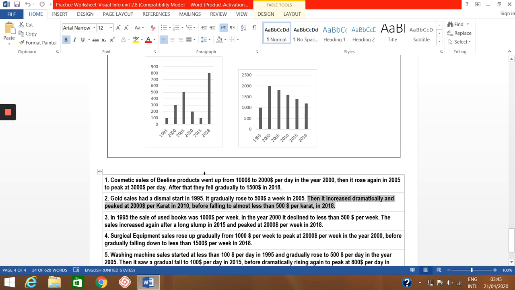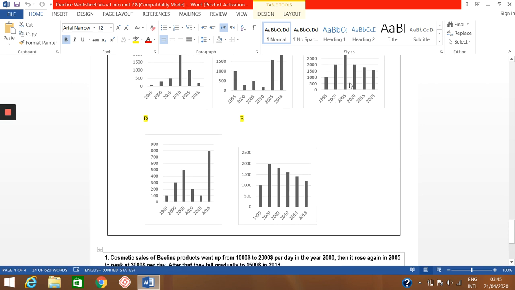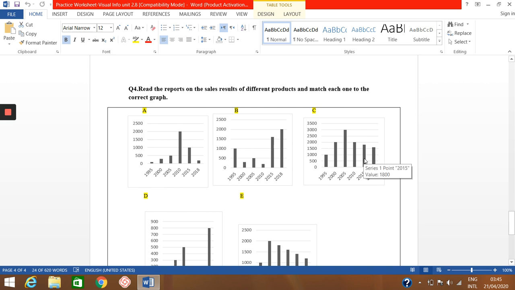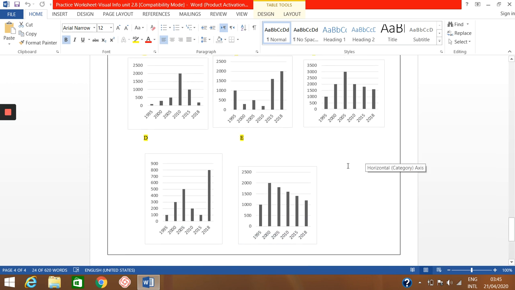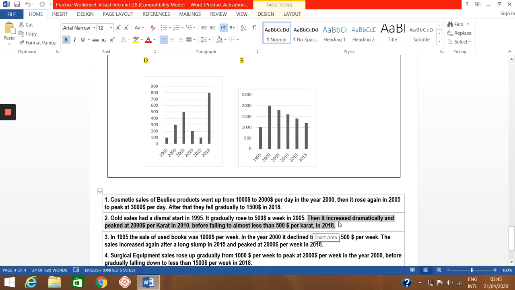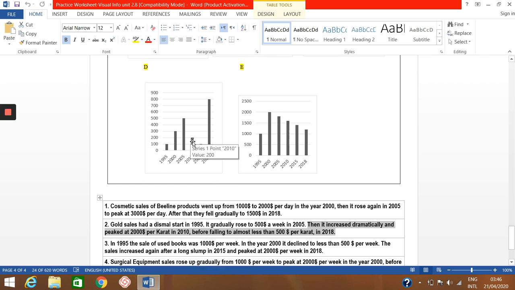You see, falling. So this one is similar to what we have mentioned here, but you need to find a clue. Of course, we have to exclude C since we have already chosen it. Our concentration should be on the other four left. If you look at the last part of the report, it says then it increased dramatically and peaked at 2,000 per carat. So let's see a peak in the year 2010. In the year 2010, this is not a peak.